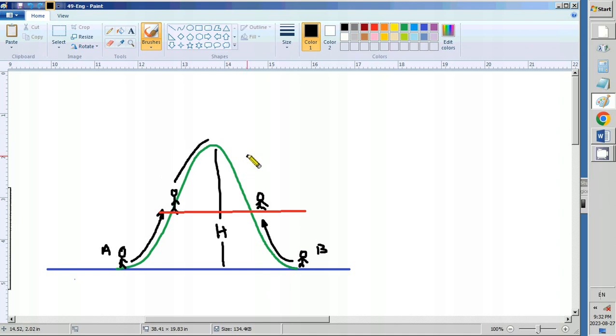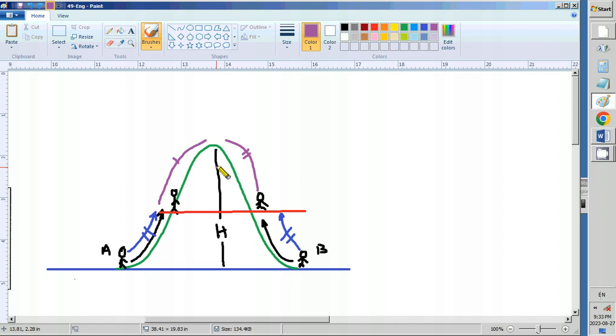So if these distances that they have already come, this one and this one, are equal, and the distance they have to go, that means this part also is the same, we say that the potential at this place and the potential at this place is equal. You have to check the total distance.